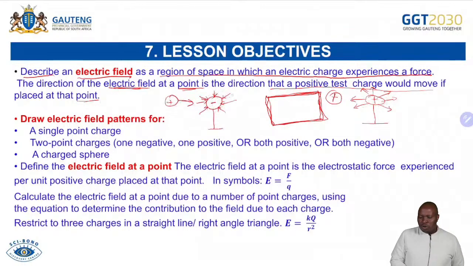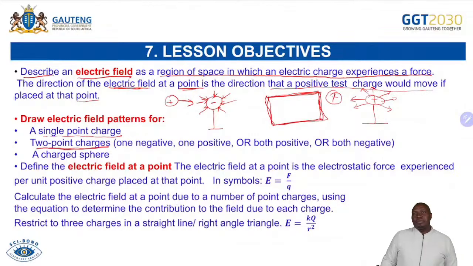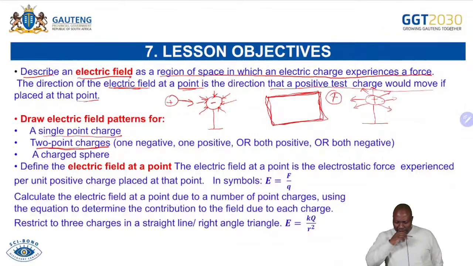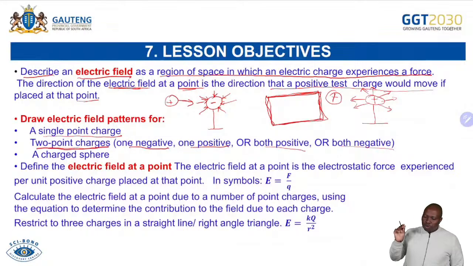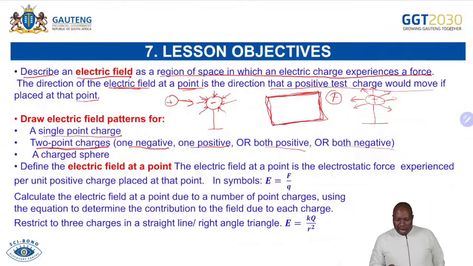And we are saying you must be able to draw these electric field patterns for a single point charge and for two point charges. For two point charges, one can be negative and the other positive, or you can have both positive or both negative. So we're expecting that you know how to draw for how many?